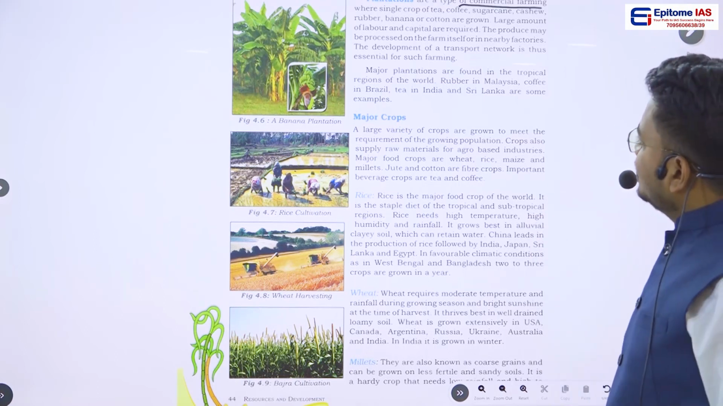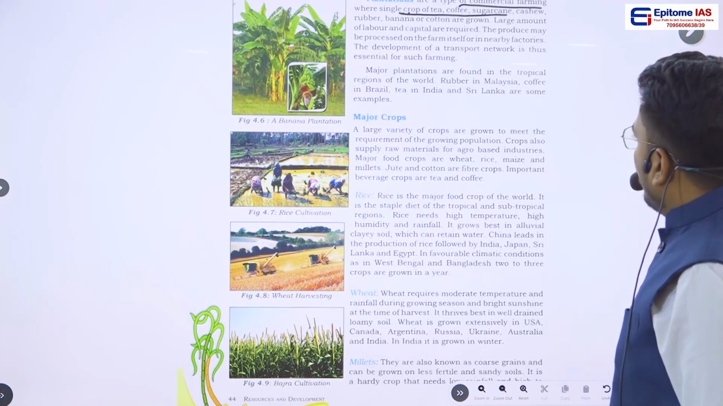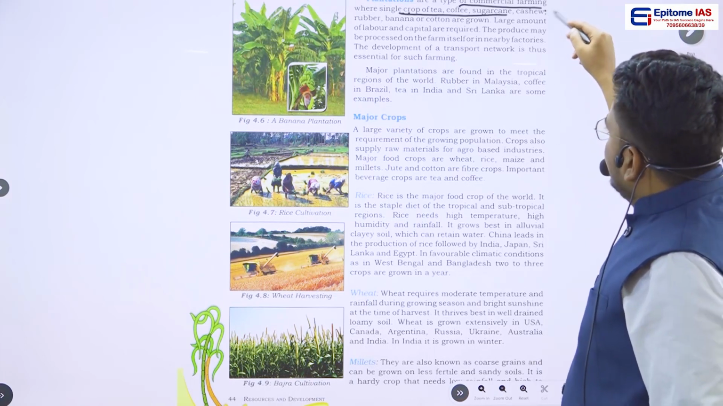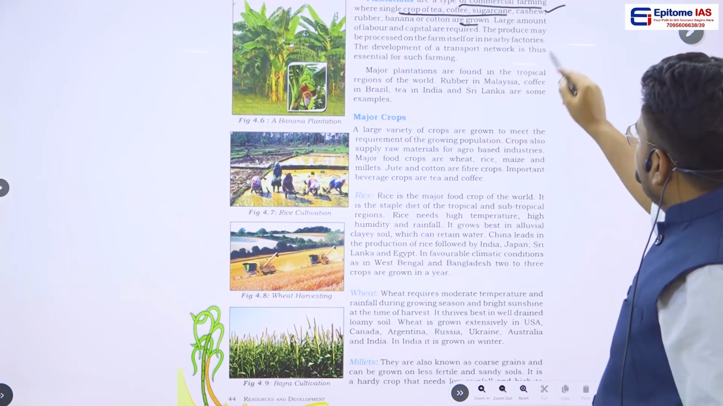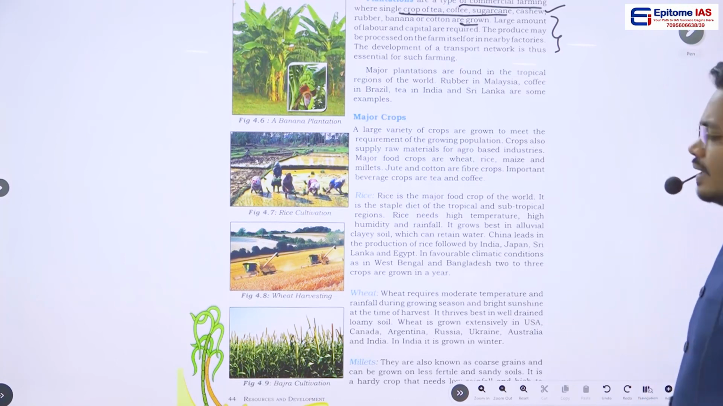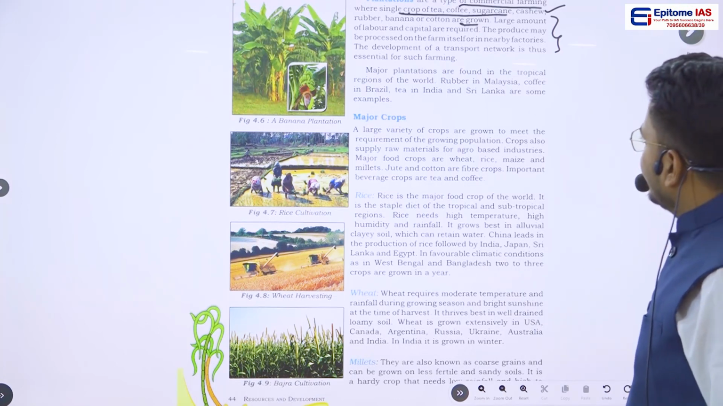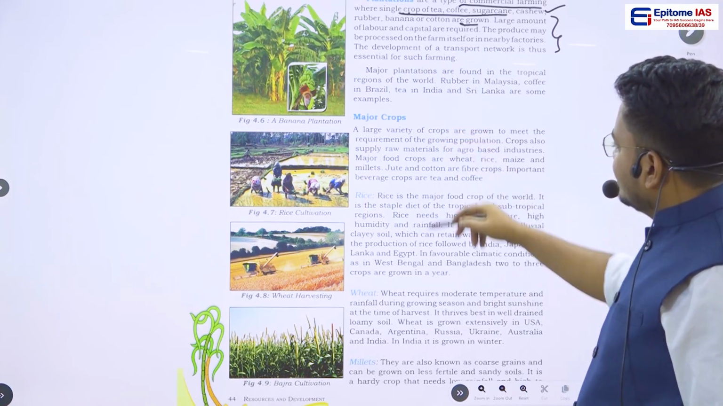So what happens in a plantation? A single crop of tea, sugar, coffee, cashew, rubber, banana and cotton is grown. And the point here is that in this particular type of farming we need a large amount of labor and a huge amount of capital.